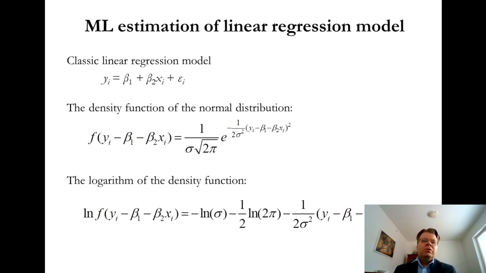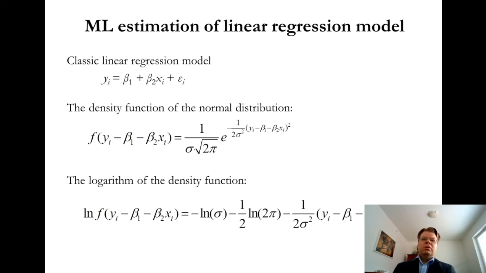This is something that I'm sure you have seen already in secondary school. So you know this usual bell-shaped density function of the normal distribution. This is the function that characterizes this bell-shaped curve. What makes this formula look a little more intimidating is that instead of this epsilon, I have now plugged in there y minus beta 1 minus beta 2 times x.